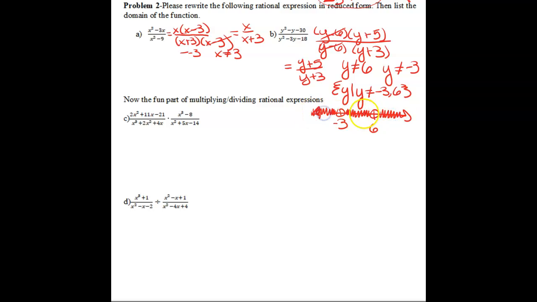So, starting from the left, going to the right, I would come in from negative infinity all the way up to negative 3, not including that 3, union with negative 3 to 6, and then union with 6 to infinity. Again, parentheses, because none of those are technically included. Alright.